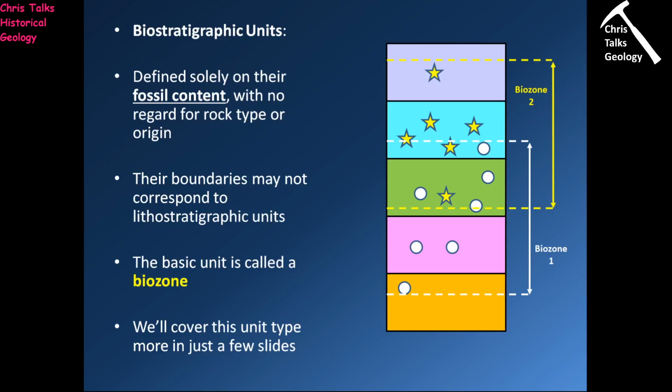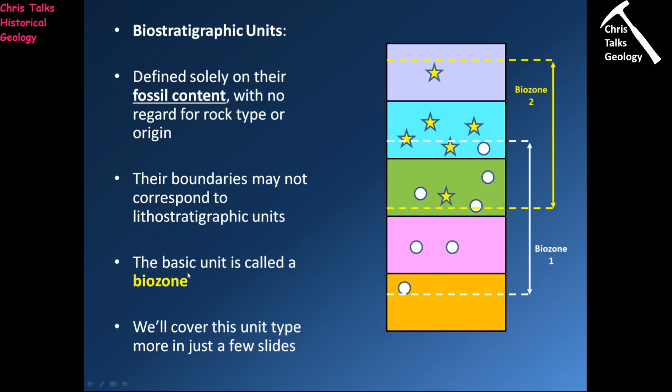So the other type of unit that's concerned with the contents of the rock is a biostratigraphic unit. Now we're going to cover these in greater detail in a few slides time, but we're just going to very, very briefly run over the basic idea. In a biostratigraphic unit, you're splitting up a sequence of rocks based exclusively on the fossils. You don't care about the rocks at all. You're just in it for the fossils. As you can see over here, we have a sequence of 5 rocks, and within this sequence we have 2 different fossils. We have these white circles and we have these yellow stars. And so we can use these organisms to define a biozone.